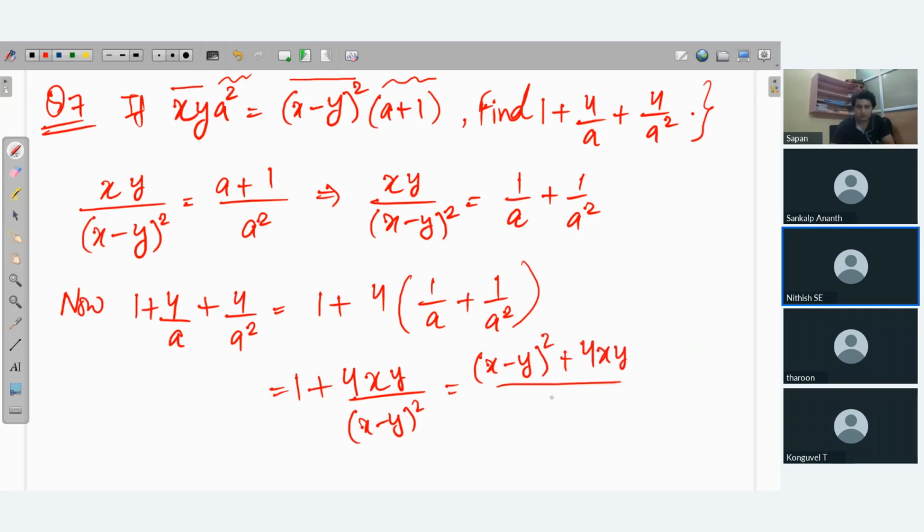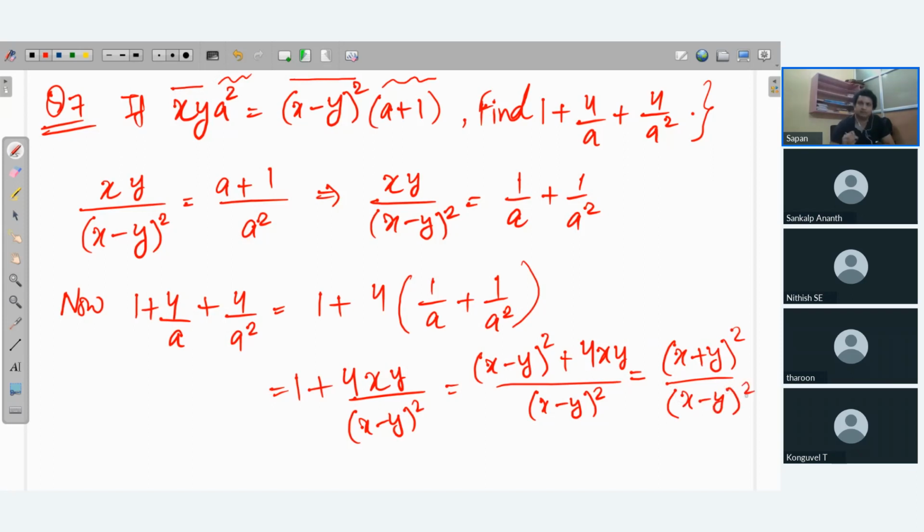LCM in (x minus y) whole square: (x minus y) whole square plus 4xy, and this will come as (x plus y) whole square divided by (x minus y) whole square. So what about the 4xy? Open the expression, you will get x square plus y square minus 2xy, and plus 4xy. So this will be plus 2xy, so it's basically the (x plus y) whole square formula.